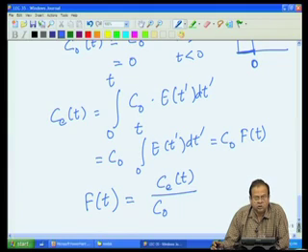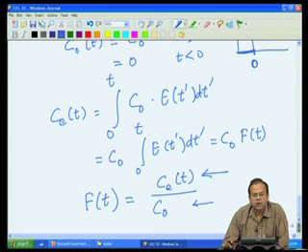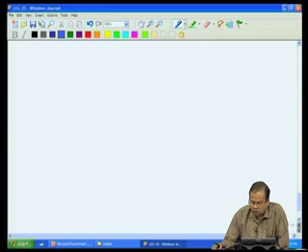I make a step change in the tracer concentration and keep it at that level and measure the exit concentration. So, I know C_0, I can measure C_e(t). I am measuring my exit concentration at all times, and the ratio of the two is nothing but my cumulative age distribution.